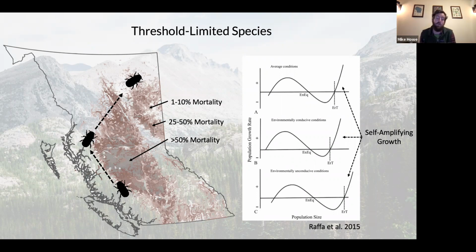And then finally, we have our threshold limited species, and we don't have that many examples of these types of insects, which is a good thing. But really the flagship is mountain pine beetle, where there are density dependent changes in their reproduction and potential for spread, and they can breach these thresholds, which can lead to self-amplifying growth, and they can spread rapidly across large landscapes, killing almost all suitable trees.